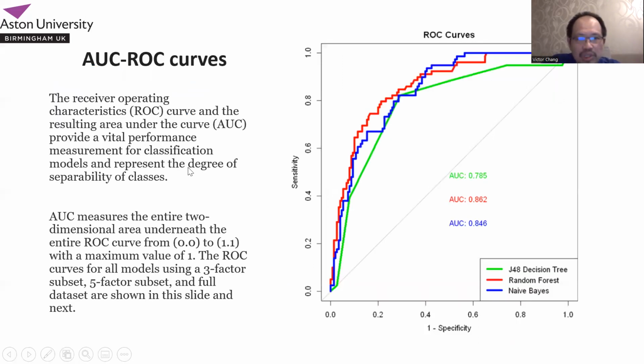Then the AUC ROC curve. As we know, ROC stands for receiver operating characteristic curve, and the resulting area under the curve, AUC, provides a very crucial performance measurement for classification models and represents the degree of separability of classes. So AUC measures the entire two-dimensional area underneath the entire ROC curve, from 0.0 to 1.0, with a maximum value of 1. So these are the ROC curves for all the models using the 3-factor subset, the 5-factor subset, and the full data set. We then show the result here.